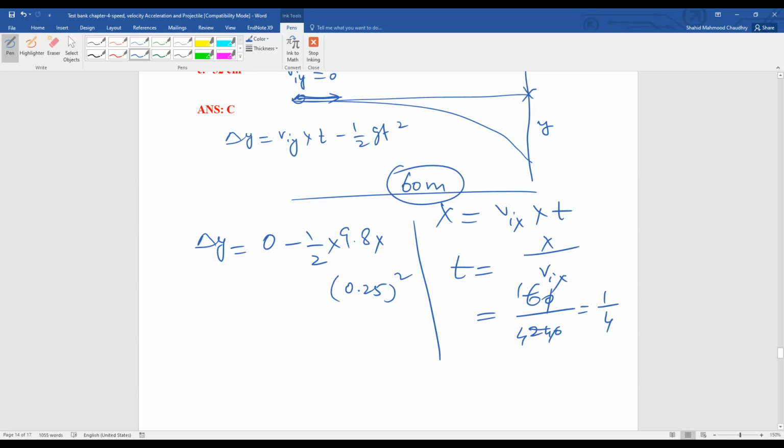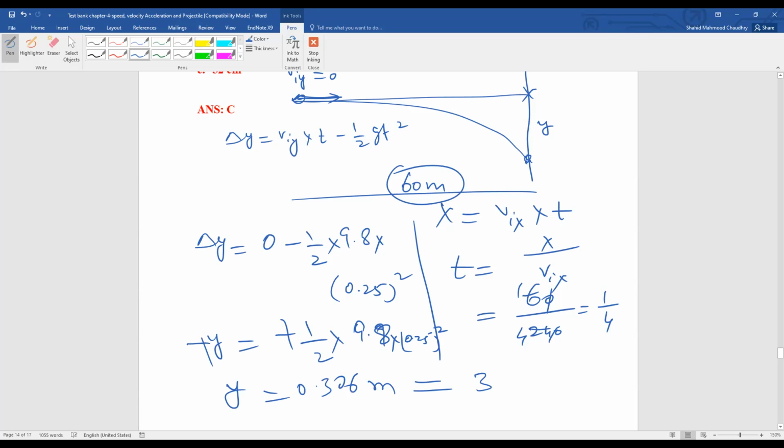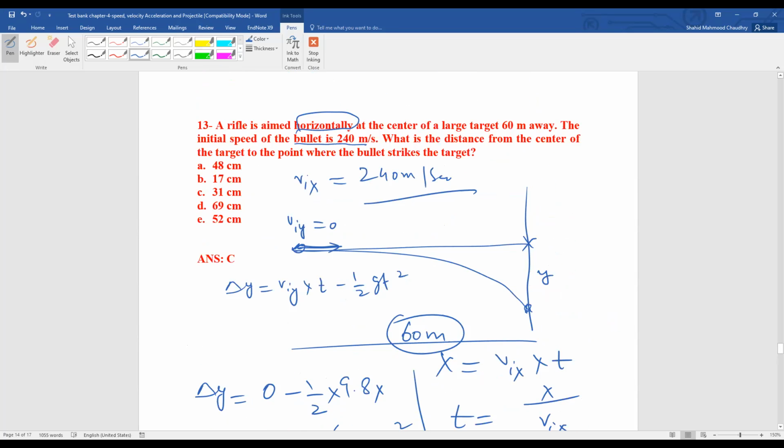So delta y means this distance minus this distance. So this is minus 1 over 2 into 9.8 into 0.25 square. So this negative is positive, and y is equal to, when you solve this one, your answer will be 0.306 meter. So this is equal to 30.6 centimeter, because the answer is given in centimeter. 30.6 centimeter means 31 centimeter. So this is the answer.